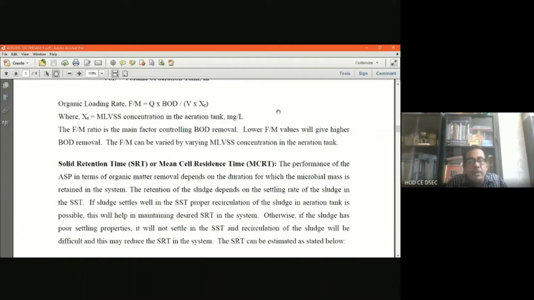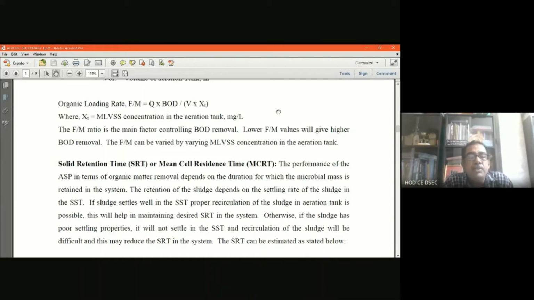So whenever we are going to find out the total biomass, we have to multiply the biomass concentration with the volume of the reactor. That thing you have to keep carefully in mind. Where the concentration means the MLVSS. What is MLVSS? MLVSS means mixed liquor volatile suspended solids. It is approximately considered as 80% of the MLSS.